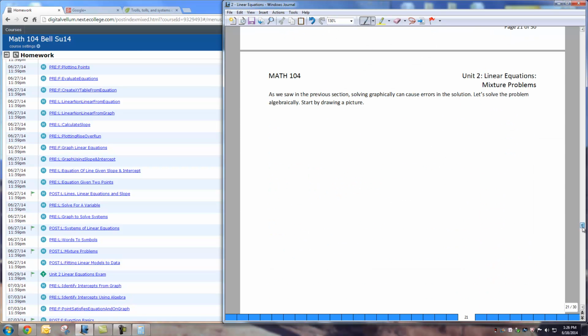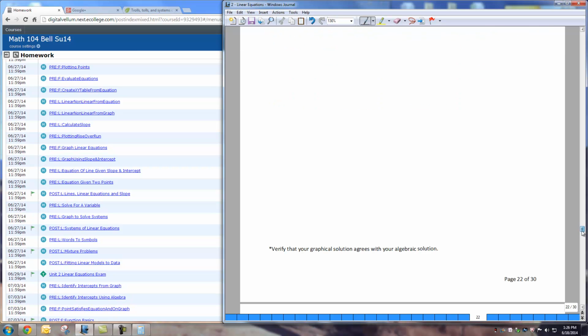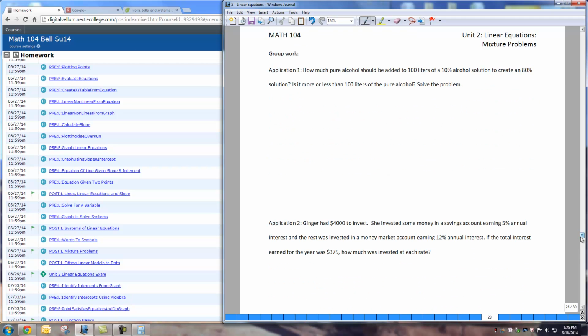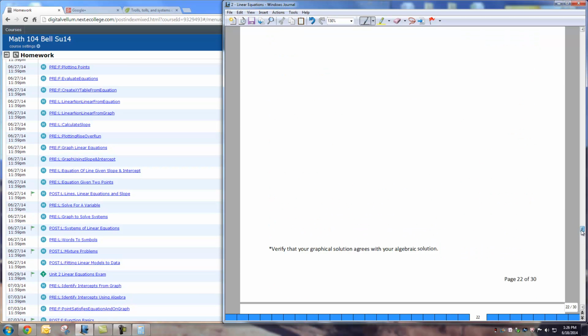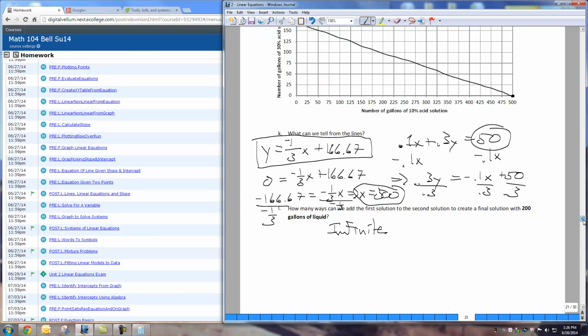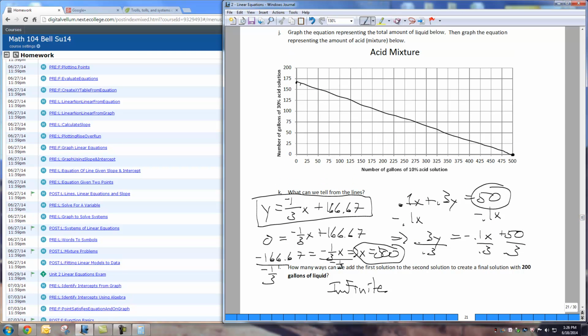Okay, now let's do another. As I'm looking at this, we want to have exactly 200 gallons. So let me erase this answer. Let's think about what the question said. There's an infinite way to come up with 50 gallons of acid. There is not an infinite way to come up with 200 gallons of liquid.